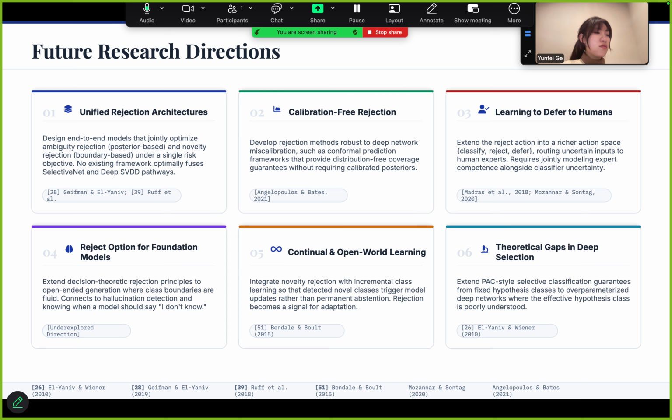5. Continual and open world learning. Novel inputs should trigger model updates rather than permanent abstention. Rejection becomes a signal for adaptation. 6. Theoretical gaps in deep selective classification. El-Yaniv and Wiener's PAC guarantees apply to fixed hypothesis classes. Extending them to over-parameterized deep networks is still open.